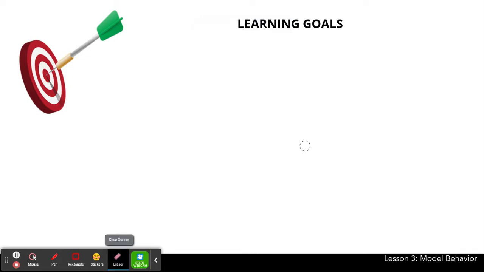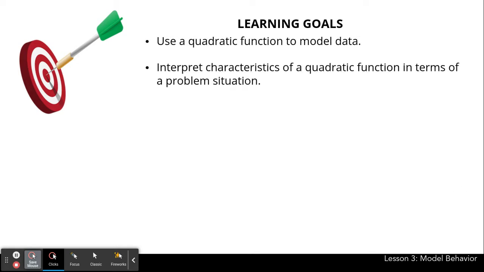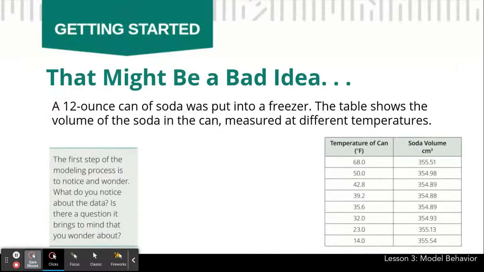So today we're going to learn how to use a quadratic function to model data, interpret characteristics of quadratic functions, and then make predictions based on a graph. We're really doing two main problems here. The first problem is about pop in a freezer, and the second problem is about a crime scene, which is my favorite. So to get started, we're going to start with this soda scenario, even though normal people call it pop.